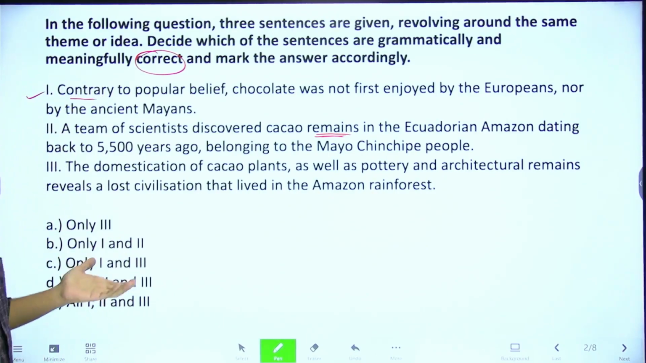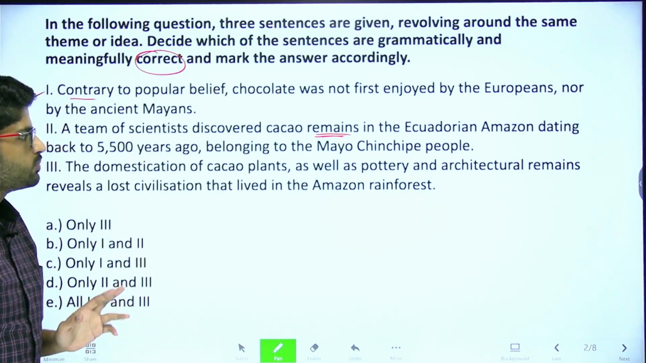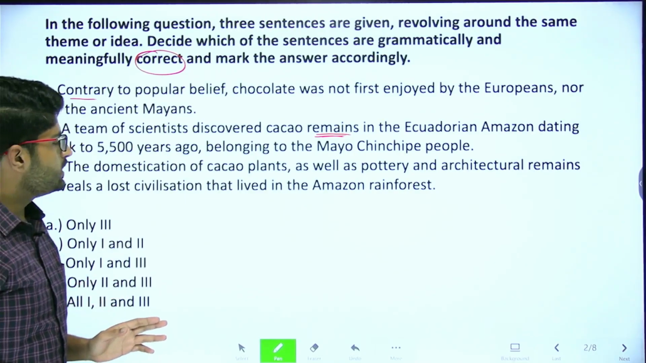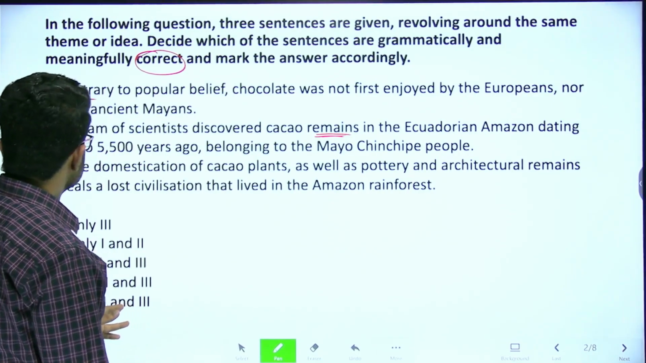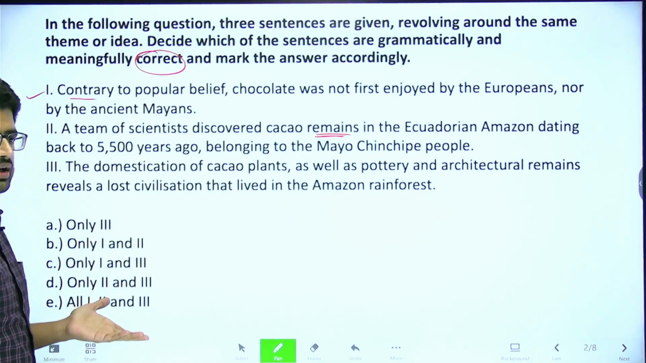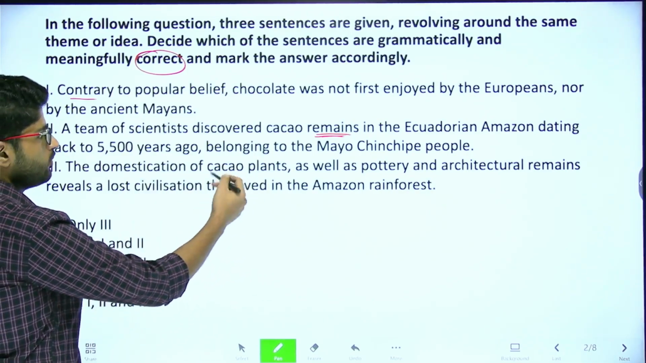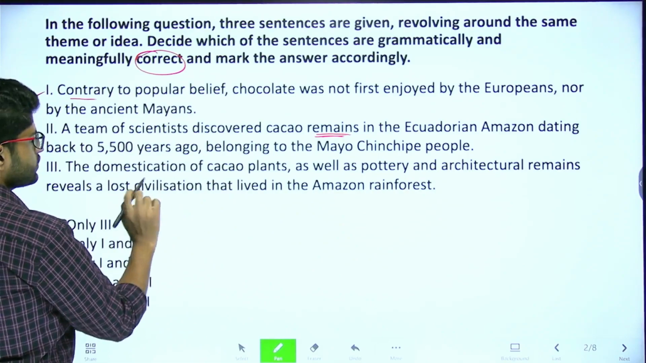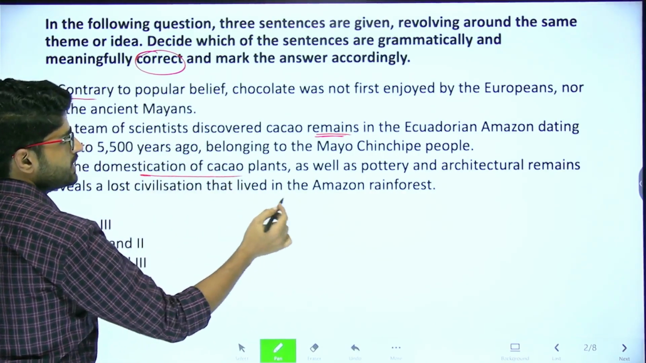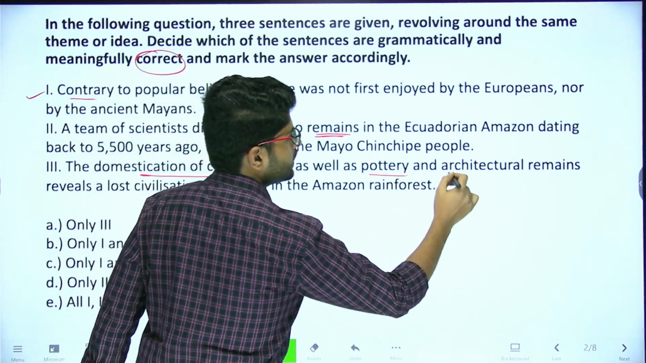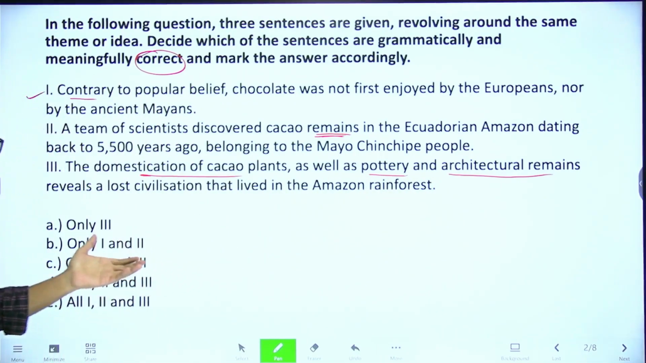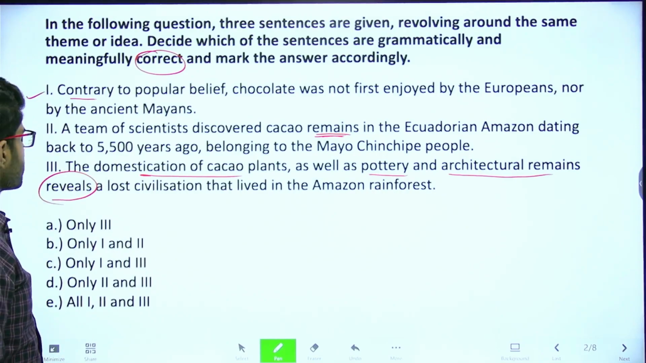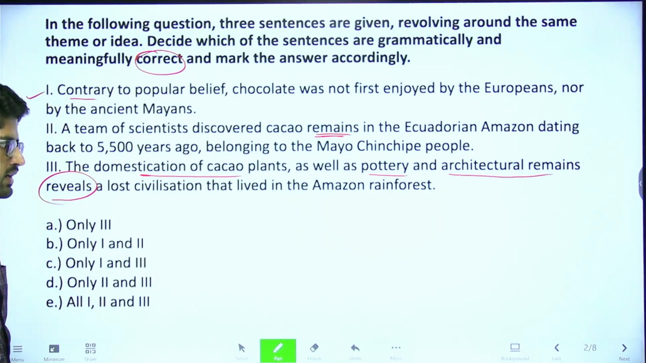The third sentence, the domestication of cacao plants as well as pottery and architectural remains reveals a lost civilization that lived in the Amazon rainforest. So, is this sentence also correct? The domestication of cacao plants, जो cacao plants को domesticate यानी उनको cultivate करना शुरू किया गया, as well as pottery and architectural remains. So the sentence is talking about a number of things. First is domestication of cacao plants. Second, as well as, it is also talking about pottery and architectural remains. So it is talking about these 3 things. For this, which verb will we use with this? It is talking about the domestication of cacao plants as well as pottery and architectural remains.